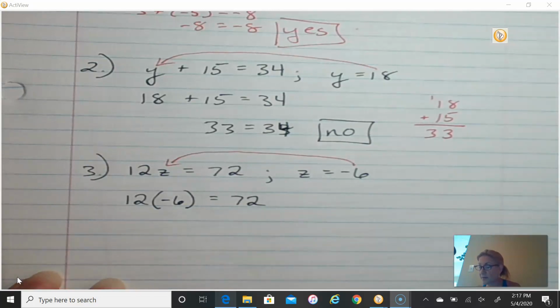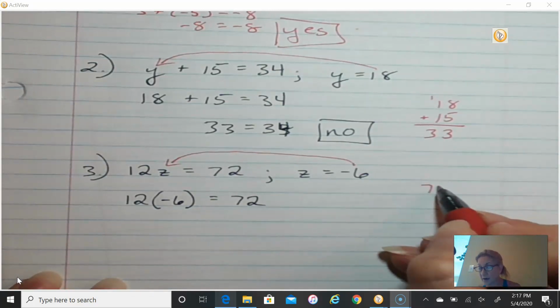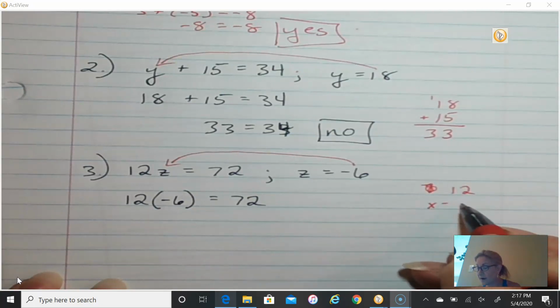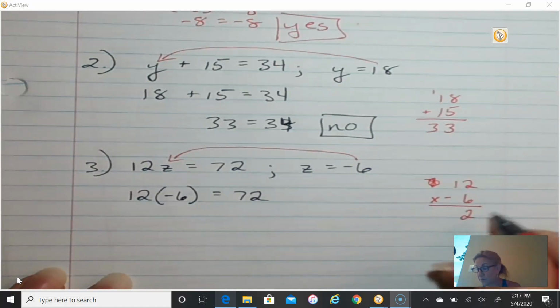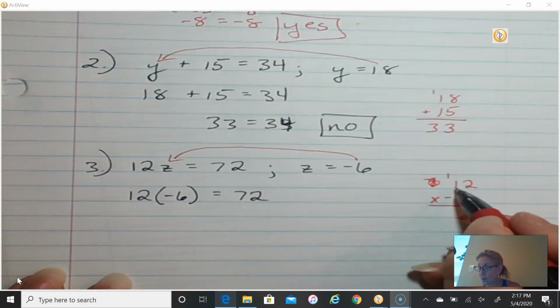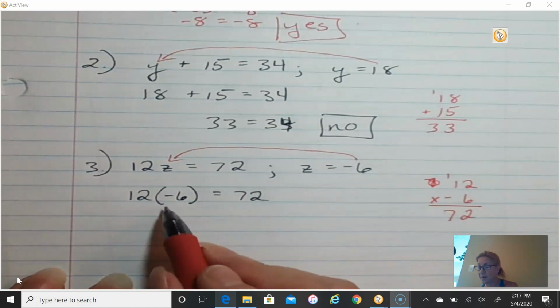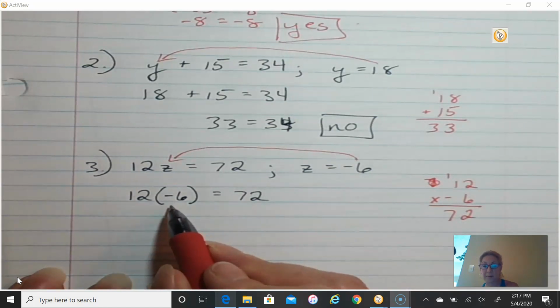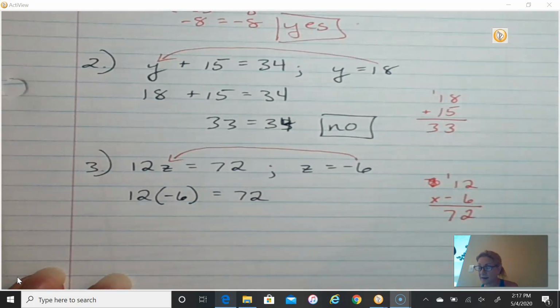So over here, because some of you are still working it out, and that's fine, 12 times -6. 6 times 2 is 12. 6 times 1 is 6, plus 1 is 7, but it's negative. So positive times a negative is what? It's a negative.